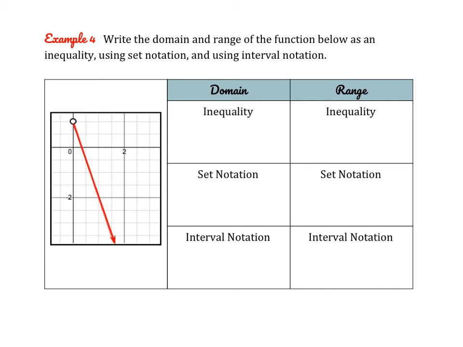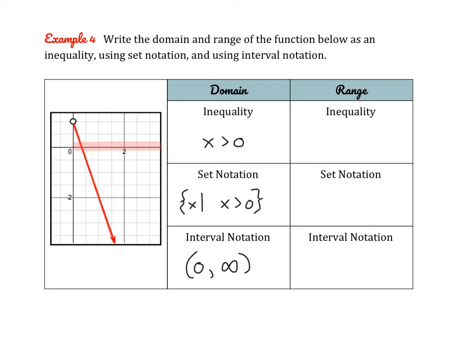Okay, let's try one more of these together. So again, let's start by looking at our domain. So I'm going to highlight where we see x values. So we see x values everything from here at 0, and then it's going to move to the right infinitely. We see this arrow, which means it's going to keep moving to the right. So our domain is everything greater than 0. 0 is not included because at 0 we have an open circle. So we have x is greater than 0. So for set notation, x such that x is greater than 0. And for interval notation, our lower boundary, again, is 0, which is not included. And our upper boundary, since it moves to the right forever, is positive infinity, which is never included.